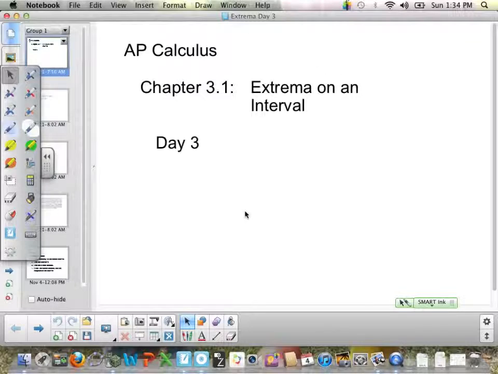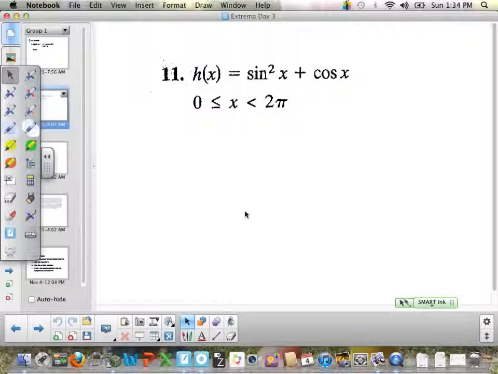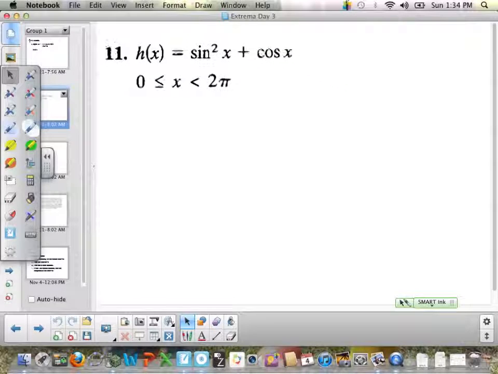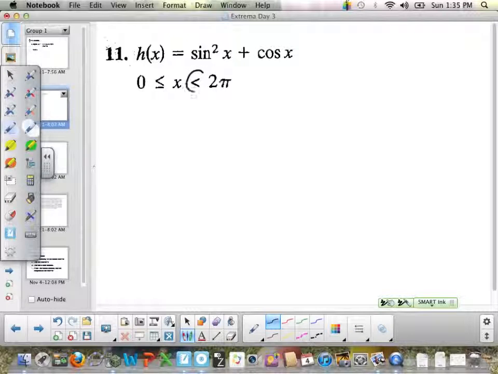Day 3. So find the extrema of h of x equals sine squared of x plus cosine of x on the interval from 0 to 2 pi. First off, make sure the extreme value theorem does in fact apply. Sine and cosine, are those continuous on the closed interval from 0 to 2 pi? Yes, they're continuous. This isn't a closed interval, so we're going to have to just be careful at the right side.